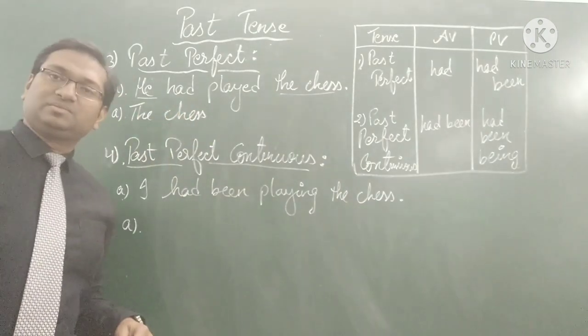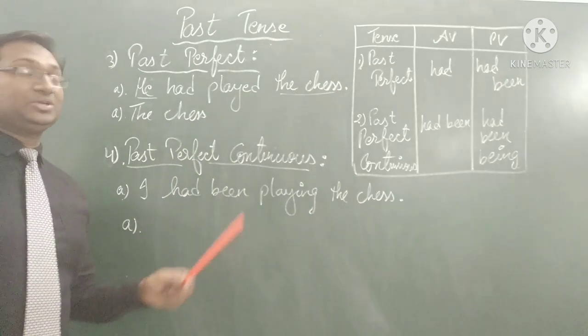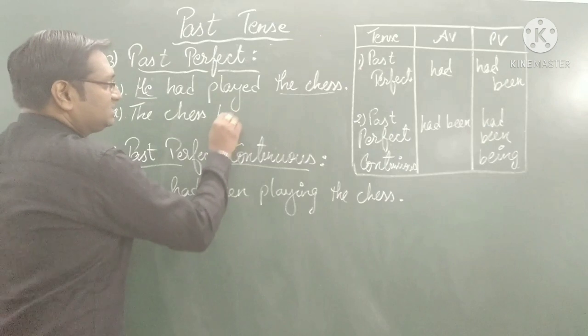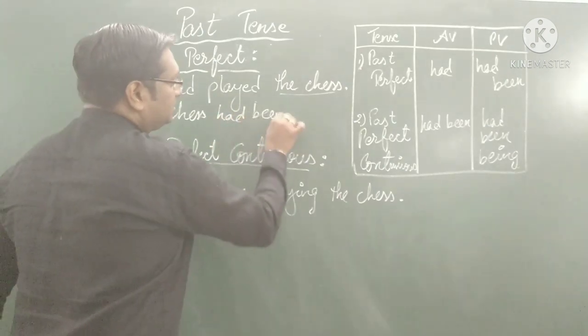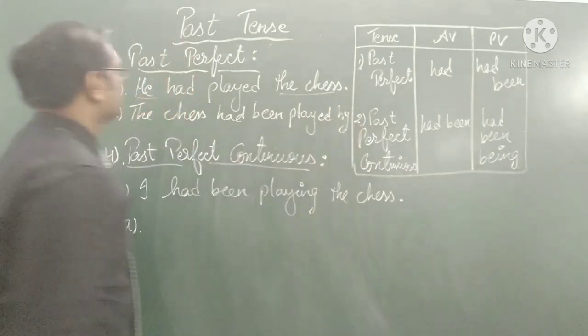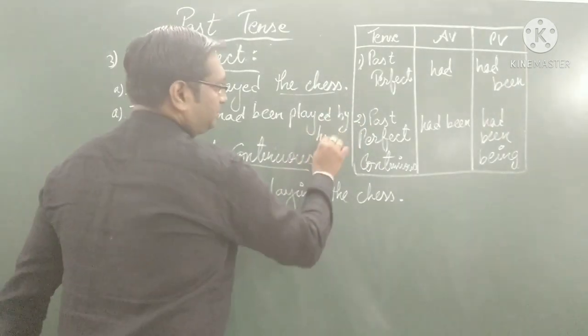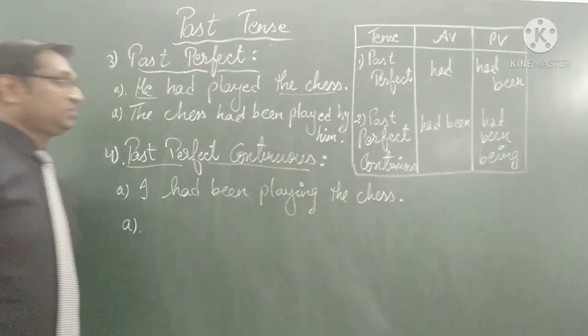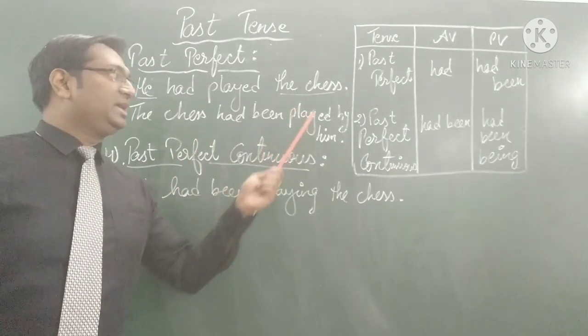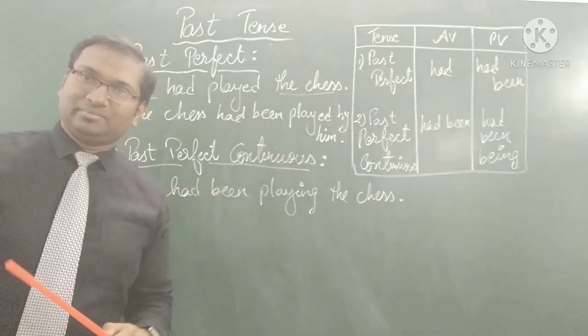The chess. Then, what are we going to use? Had been. The chess had been played by, he will become him. So the passive voice is: the chess had been played by him.